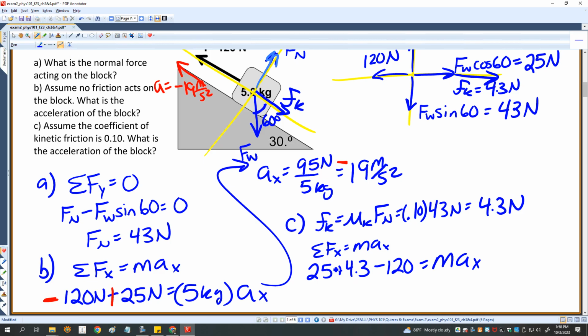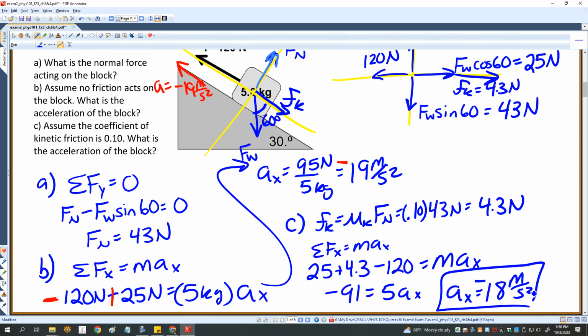Now, going back here, I didn't make that mistake here, so I have 29.3 minus 120. That's minus 91, which is equal to the mass, 5, times AX. So AX is equal to negative 18 meters per second squared. All right, so that's the answer to that one.